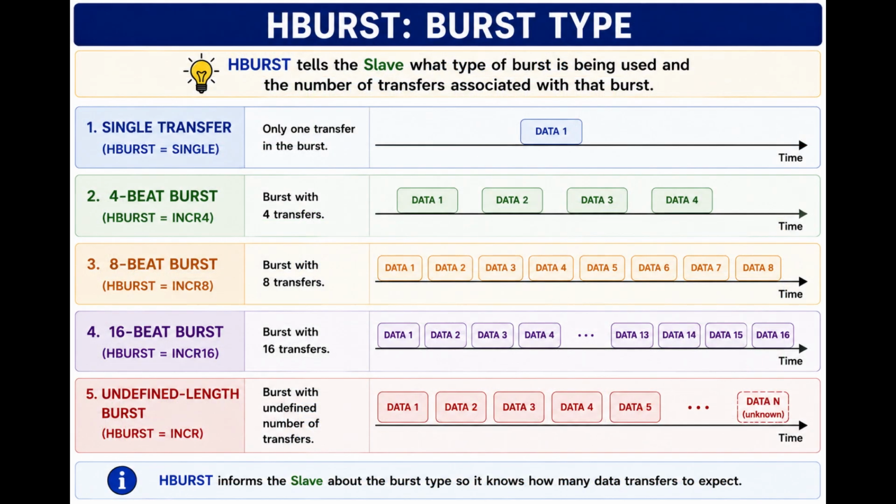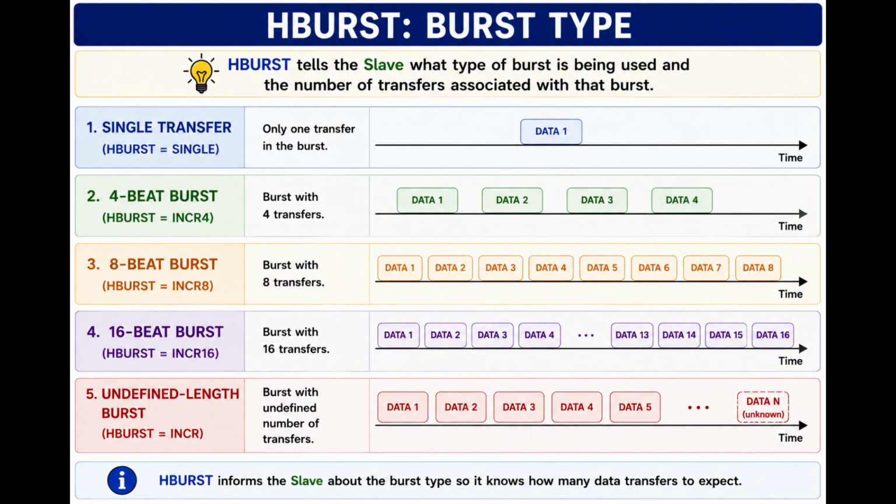We already know that a burst transfer moves multiple data values in a sequence. Now let's understand the HBURST signal, which tells us what type of burst is being used. HBURST can indicate whether the transfer is a single transfer or a part of a burst of multiple transfers.